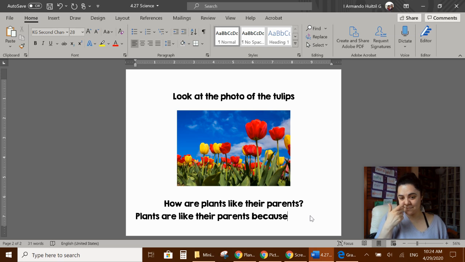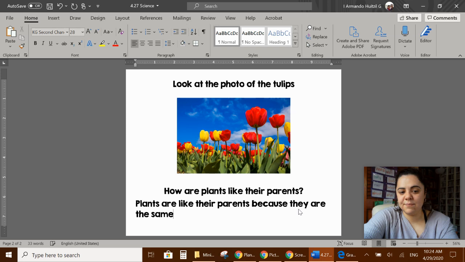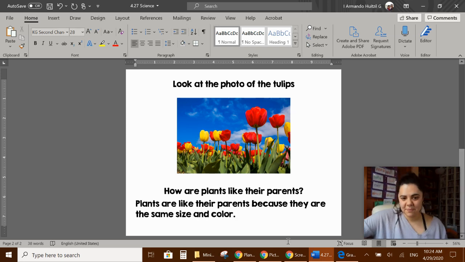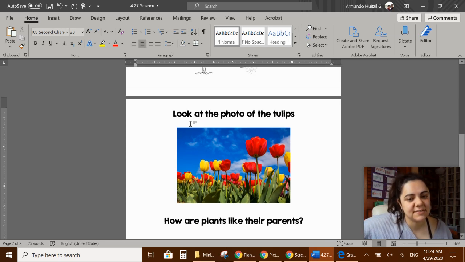What? What can we say? Because they look, or because they are the same size and color, we could say. What else could you say? So please write down a sentence of why plants are like their parents.